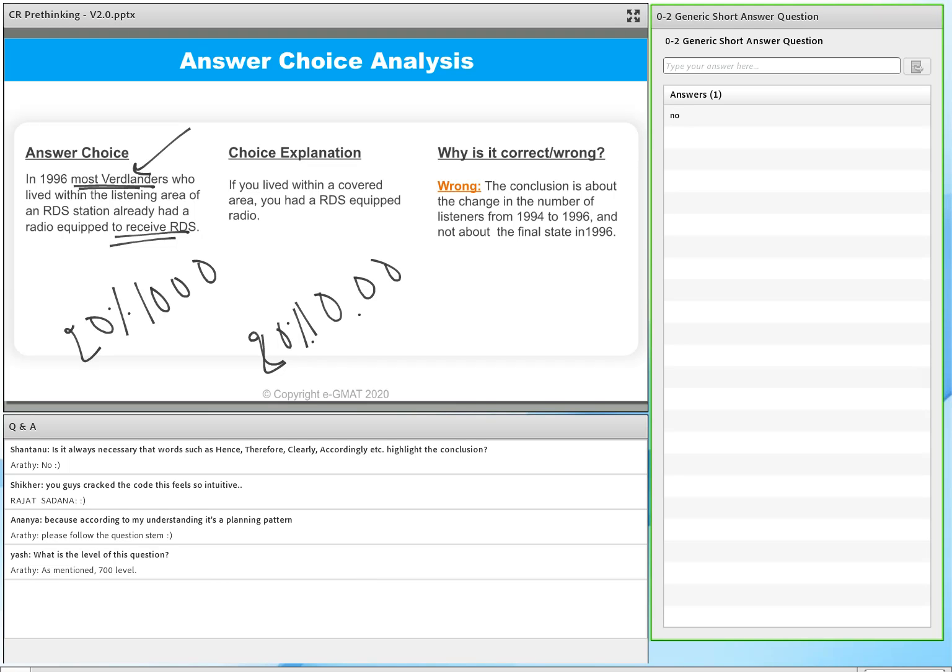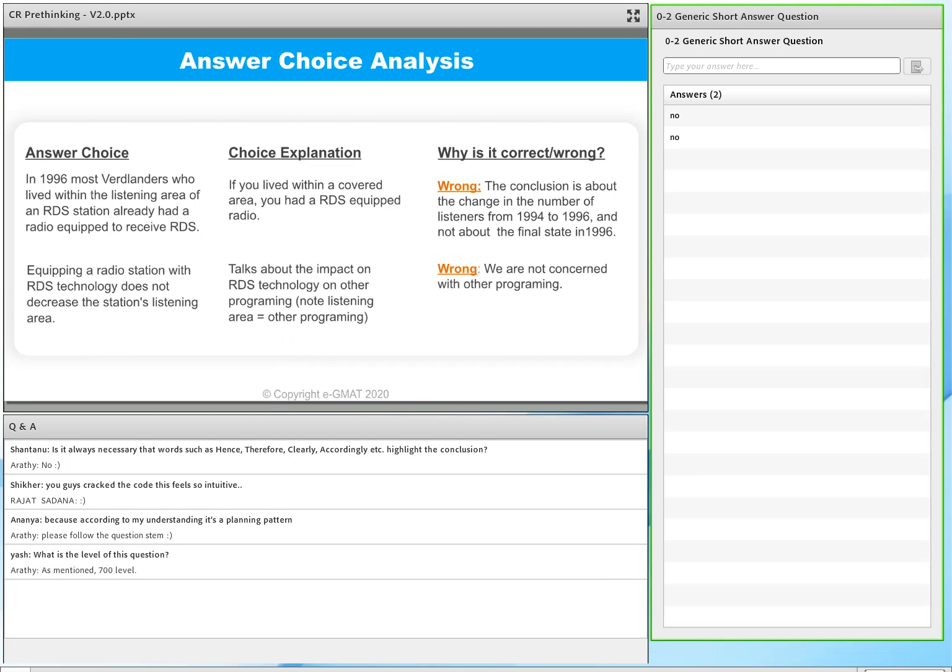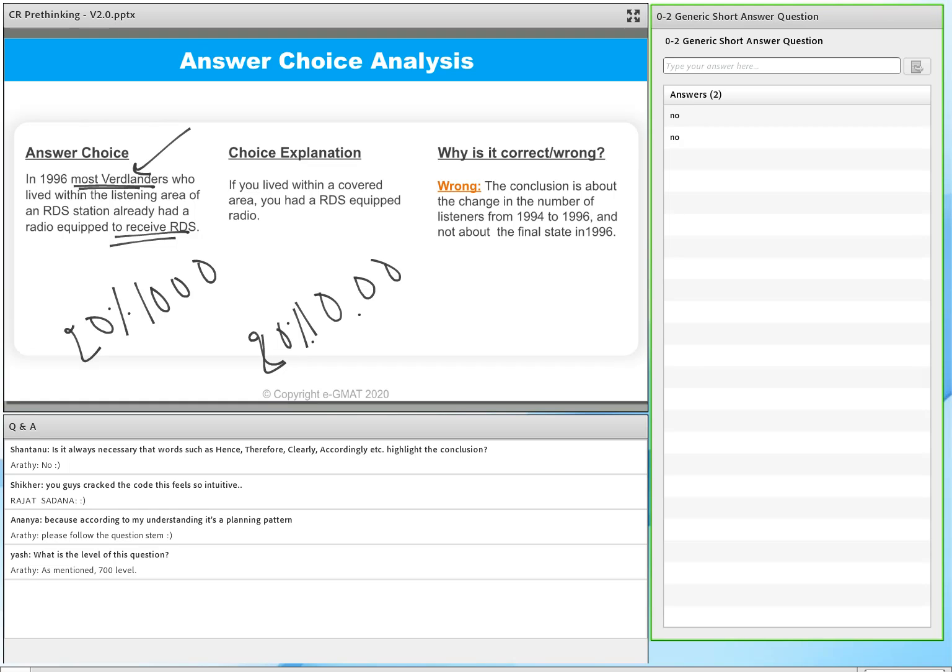You could very easily have 20% with an RDS radio in 94 and 20% with an RDS radio in 1996, and my conclusion could still be true. So does this satisfy the must be true test? Absolutely not. Okay. Remember, the conclusion is about the change of numbers of listeners. It's not about the absolute number of listeners in either 94 or in 96.